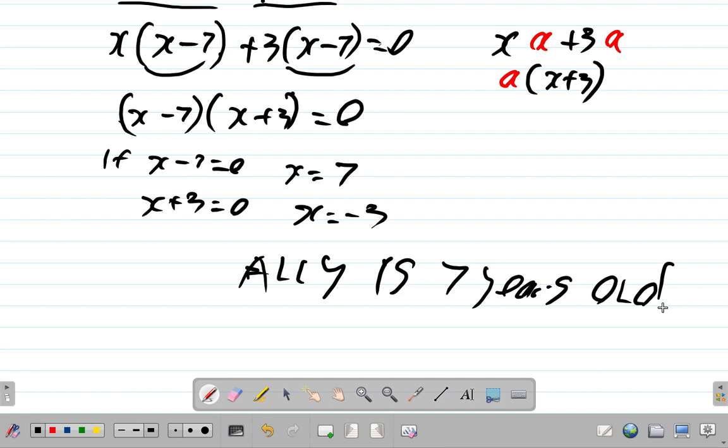Now, I did it by factorization. You should try it with the formula too. And if you know completing the square, try that too. And you can plot a graph and see. The curve is going to cut the x-axis at negative 3 and 7. So you have 4 ways you can try it.